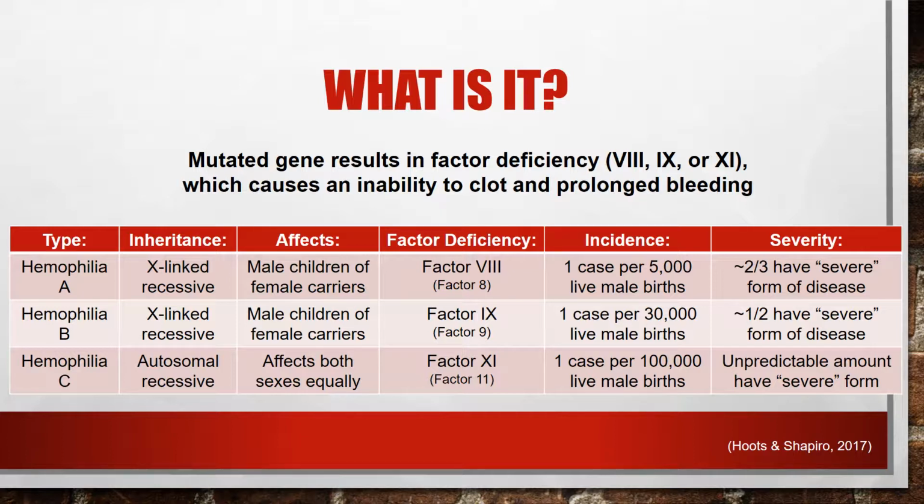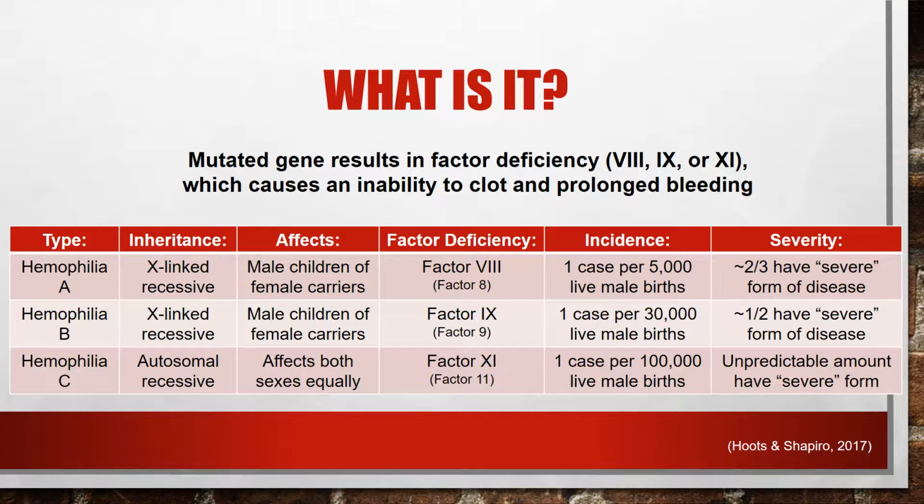Hemophilia A and B are the most commonly related in the fact that they are both X-linked recessive disorders. They affect male children of female carriers. Hemophilia A is a factor 8 deficiency and hemophilia B is a factor 9 deficiency. Hemophilia A is the most common. It occurs in 1 in every 5,000 males, and 2/3 of those who have the disease have the severe form of the disease. Hemophilia B occurs 1 in every 30,000 male births, and half of those who have the disease have the severe form.